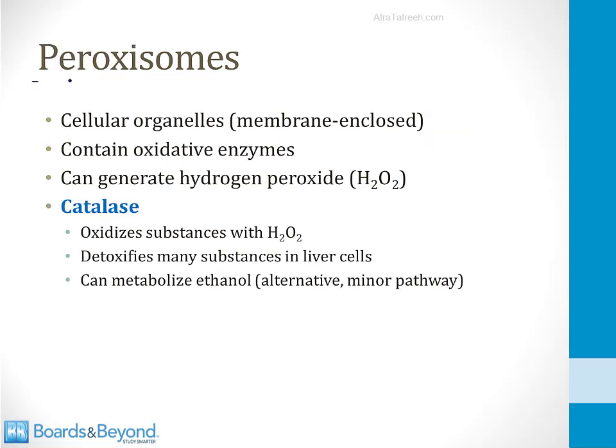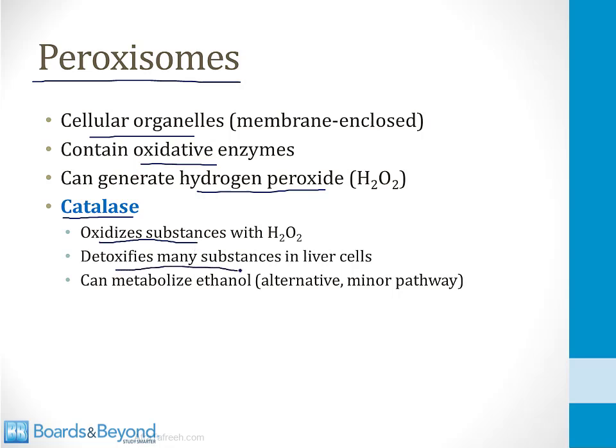Moving on from lysosomes, let's talk about peroxisomes. These are membrane-enclosed cellular organelles that contain oxidative enzymes. And importantly, they have enzymes that can generate hydrogen peroxide or H2O2, and that's where the name peroxisome comes from. They also have the enzyme catalase, which can use the hydrogen peroxide inside the organelle to oxidize many other substances. This is especially important in liver cells where peroxisomes can detoxify many different substances. In addition, peroxisomes can also metabolize ethanol. This is an alternative minor pathway, not the major pathway for ethanol metabolism that I discuss in the biochemistry section.